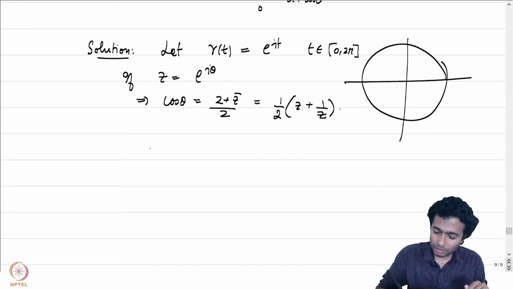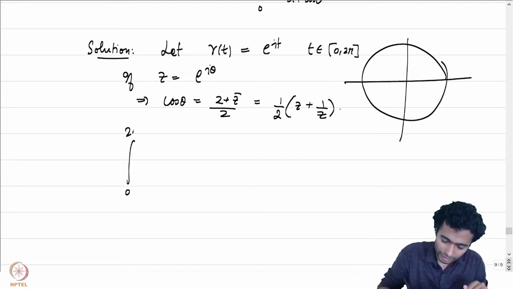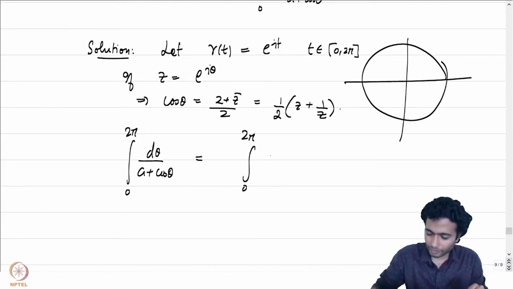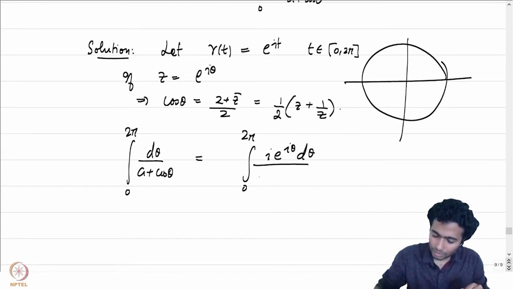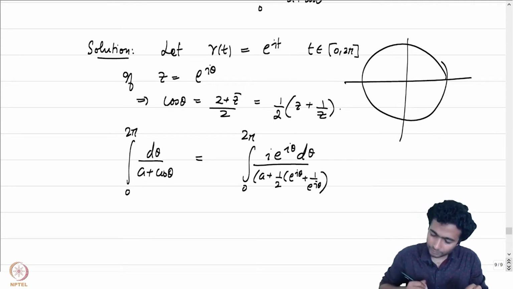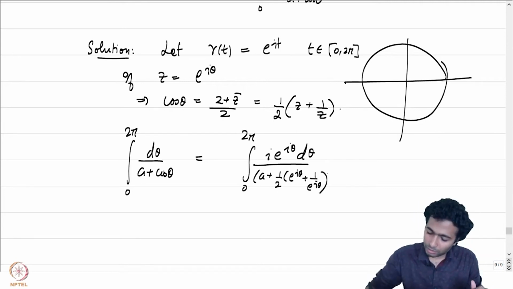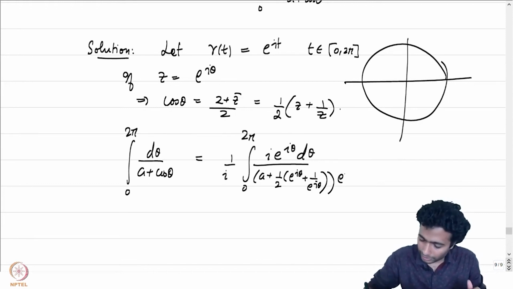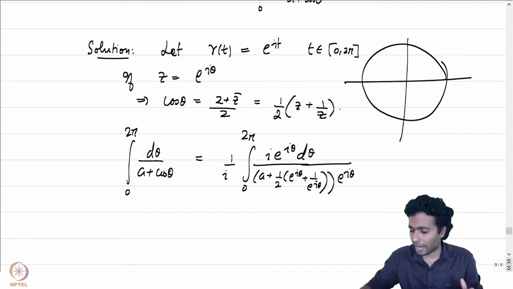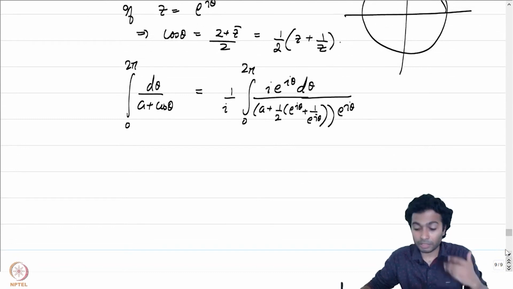And now let us write down our integral. It is 0 to 2 pi d theta by a plus cos theta. This is equal to the integral from 0 to 2 pi. Let me just introduce an e to the power i theta in the numerator and the denominator, and this is going to be a plus half of e to the power i theta plus 1 by e to the power i theta, which is z bar, the whole divided by, I will take the i out, and there is an e to the power i theta here. So, this is precisely rewriting by multiplying and dividing certain terms.